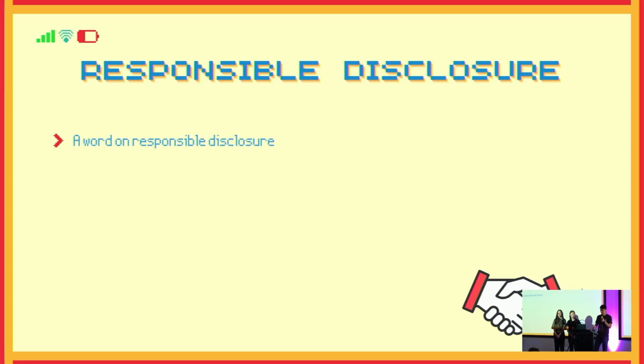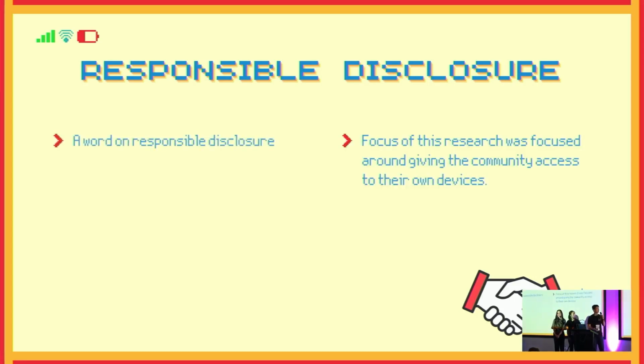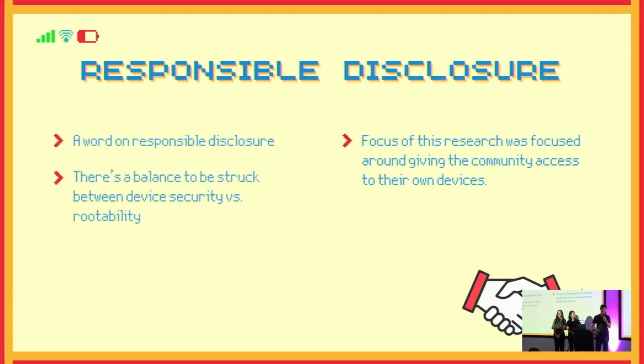But overall, the focus of the research was more about giving the community access to their own devices rather than pointing a finger at Nokia and Optus and saying, you guys did a bad thing. And also, there is a balance to be struck, especially with physical devices. Generally, with a device that's more secure, it's harder to root. And especially with devices that I physically own, I'd like to have access to my own device.